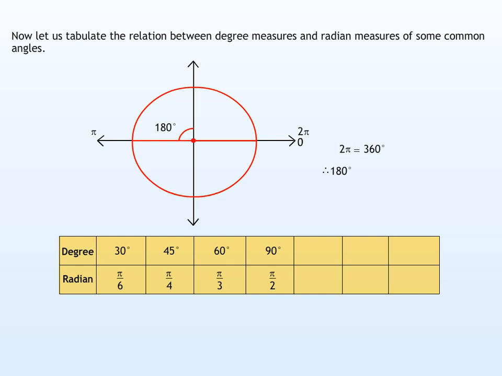Again, 180 degrees is equal to 2 pi by 360 degrees into 180 degrees. Therefore, 180 degrees is equal to pi radian. 270 degrees is equal to 2 pi by 360 degrees into 270 degrees, which is equal to 3 pi by 2 radians.